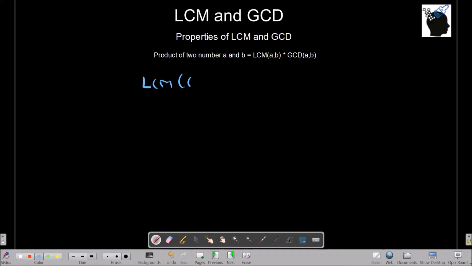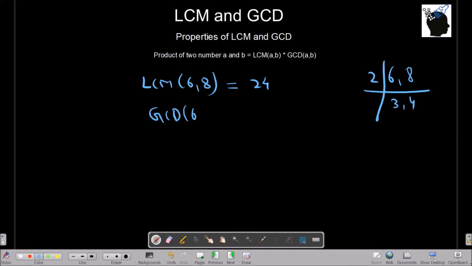So let's find out the LCM of 6 and 8. Let's use the common division method. So I know LCM of 6 and 8 is 2 into 3 into 4, which is nothing but 24. And GCD of 6, 8 will be nothing but the common factor in both of them, which is nothing but 2. So product of the two numbers, which is 6 into 8, is equal to product of their LCM and GCD. So 24 into 2, which is nothing but 48, is equal to 48. So remember this, product of two numbers will always be equal to product of their LCM and GCD.